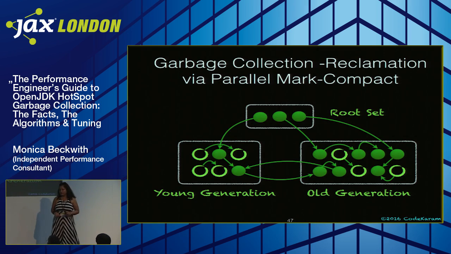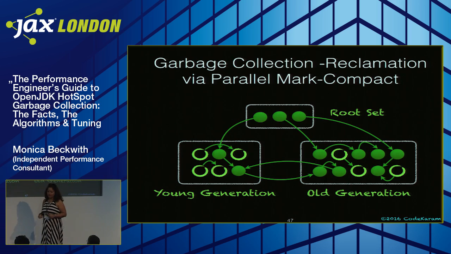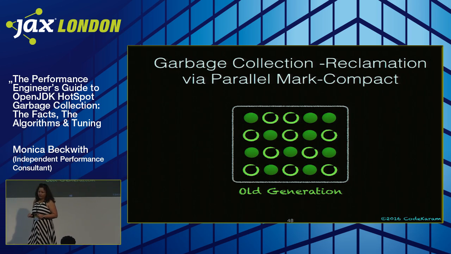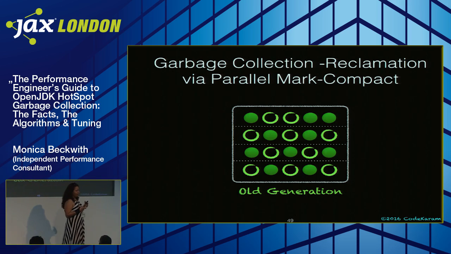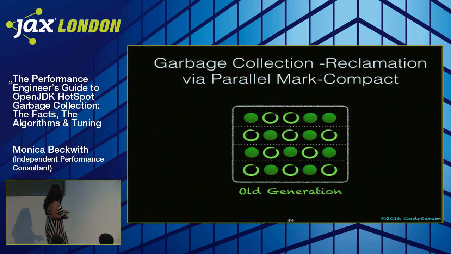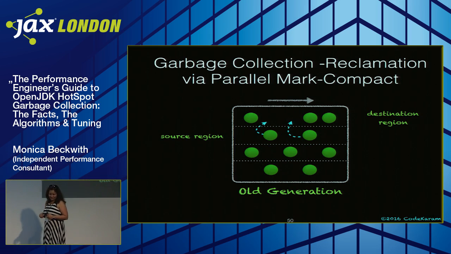Again, going back to our simplified root set and generational diagram here, and then expanding on the old generation, the way reclamation via parallel mark and compact works is that your generation is divided into regions based on the number of parallel worker threads that you have. In this case, I only have 4 worker threads, I guess. So that's how it's divided here. And there's the destination region. So one region is assigned as a destination region, and then there can be more than one source regions, okay?